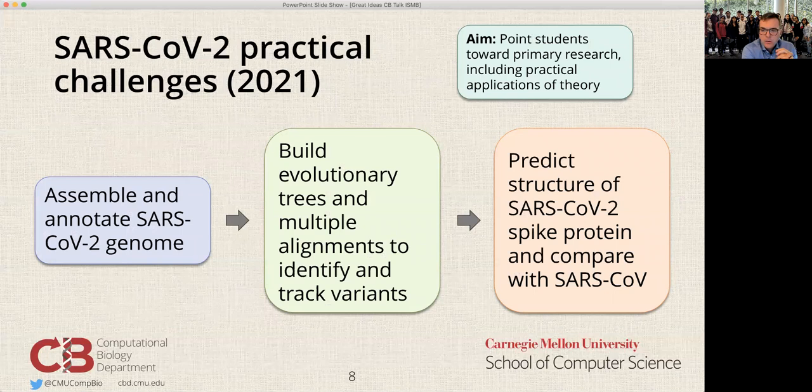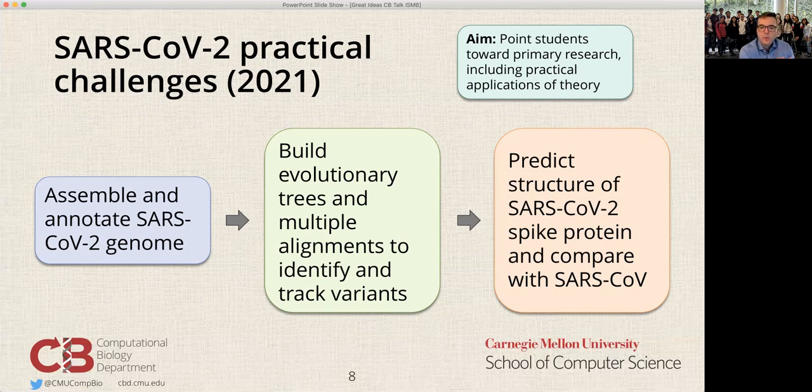This year, I wanted students to have practical applications of the theory that they learned. So we added 3 practical challenges where they can go through and use existing software that builds upon the theory that they learn about in the course, where they can see the implementation of this applied to a real data set. And what could give them a better sense of this than using open data sets provided as part of SARS-CoV-2 data generation. So the first thing that we do is assemble and annotate the SARS-CoV-2 genome using what they learn about the genome assembly and alignment.